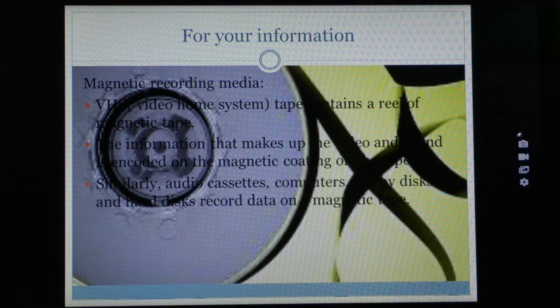Magnetic recording media. VHS, video home system tapes contain a reel of magnetic tape. The information that makes up the video and sound is encoded on the magnetic coating on the tape. Common audio cassettes also rely on magnetic tape. Similarly, in computers, floppy disks and hard disks record data on a thin magnetic coating.